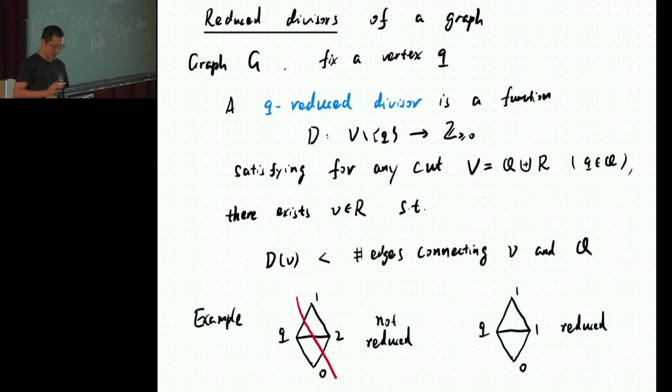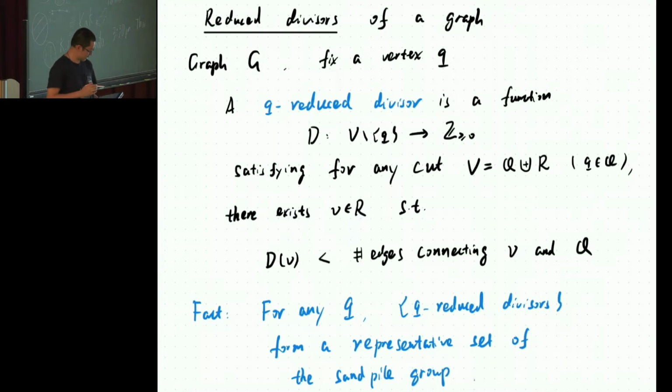Basically, this gives you an idea. There should be only finitely many reduced divisors. So because if you go down, it's better. Okay, let me just point out the fact that reduced divisors are good because this forms a representative set of the sample group.